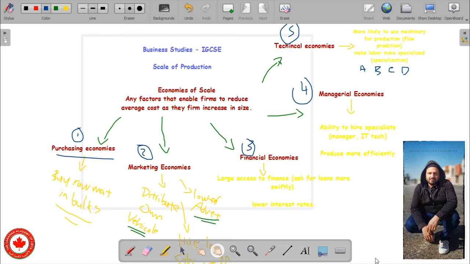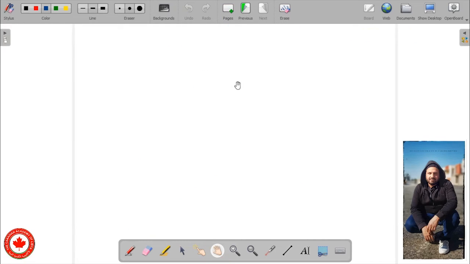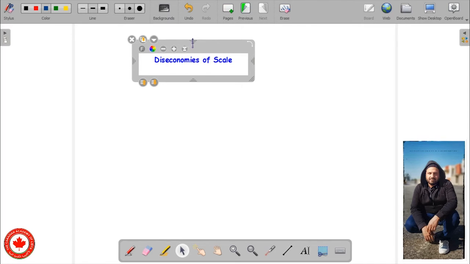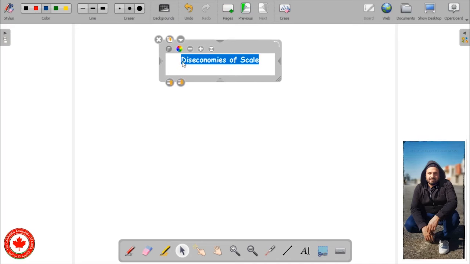Diseconomies of scale is another, different thing. We'll talk about it. As there are economies of scale, there is something called, let me change the color here, diseconomies of scale. Diseconomies of scale talks about the disadvantage of being a large company.